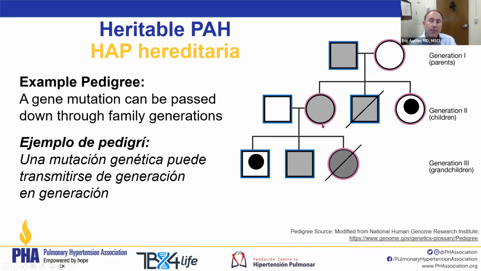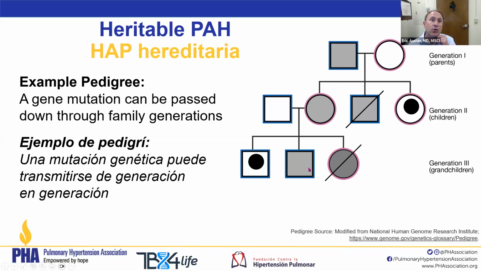So in this case, the squares and the circles that are gray identify people who have pulmonary arterial hypertension in that family. So this tells me that this family represents a family that has familial pulmonary arterial hypertension. And by definition, because there are 2 or more people, they have familial pulmonary arterial hypertension. So they also must have what we call heritable pulmonary arterial hypertension. It can be transmitted through the generations, as you see there.